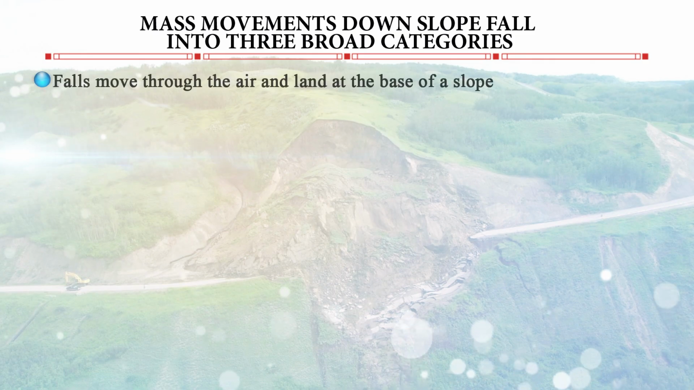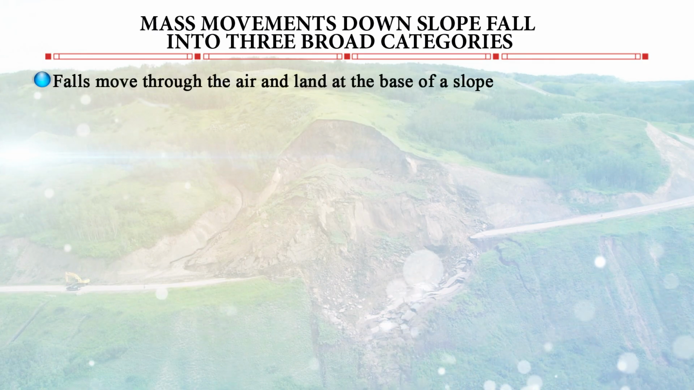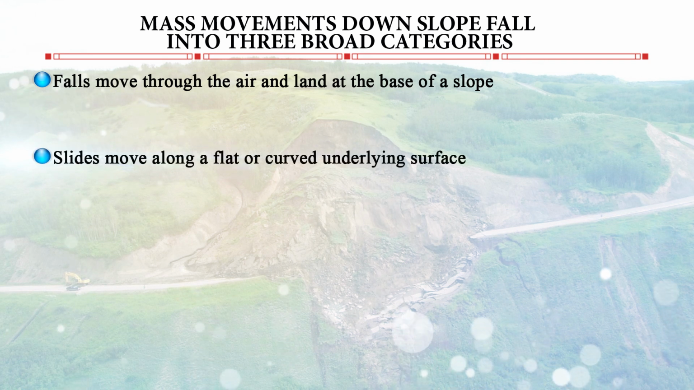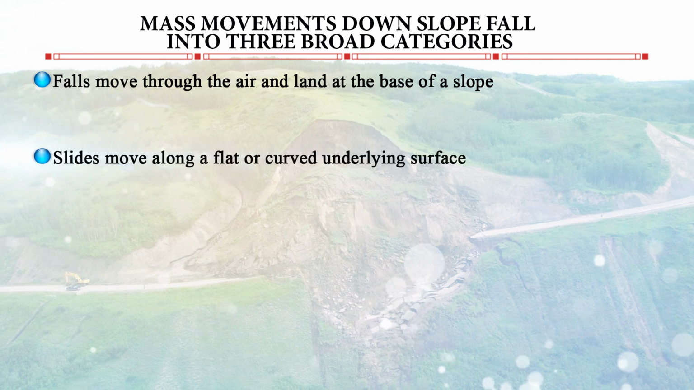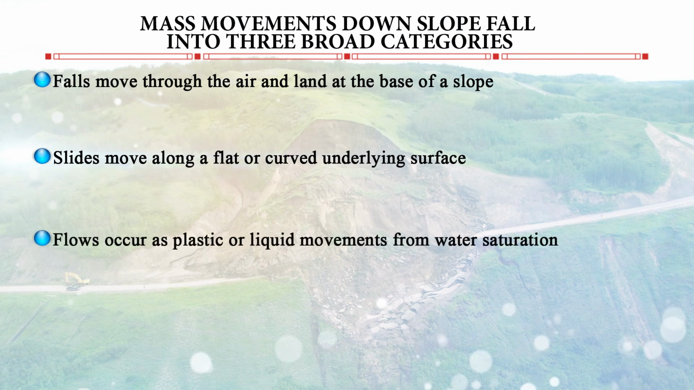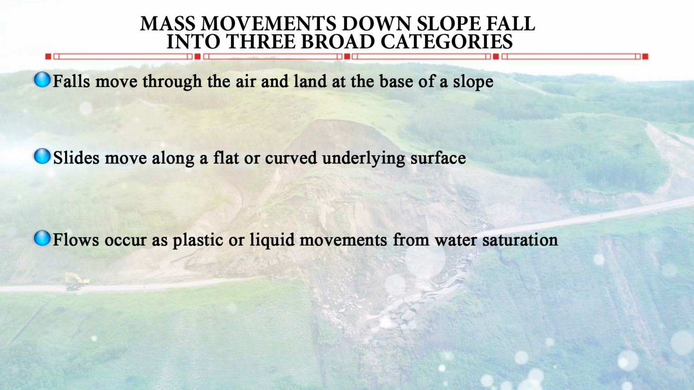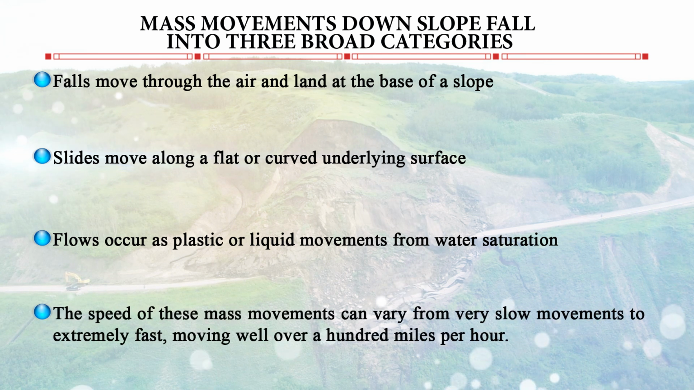Now, mass movements down the slope fall into three broad categories. Fall means they fall through the air and land at the base of a slope. Slide means they move along a flat or curved underlying surface. Flow means it flows. It occurs as a plastic or liquid movement from water saturation. The speed of these mass movements can vary from very slow movements to extremely fast, moving well over 100 miles per hour.